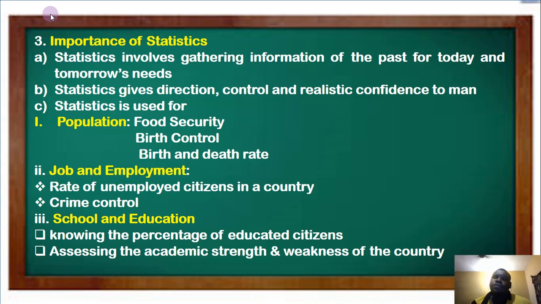Then crime control. Statistics can be used to control crime, because when they know that, okay, the unemployment is high, they would be able to detect that, oh, that's what is causing increase in crime.